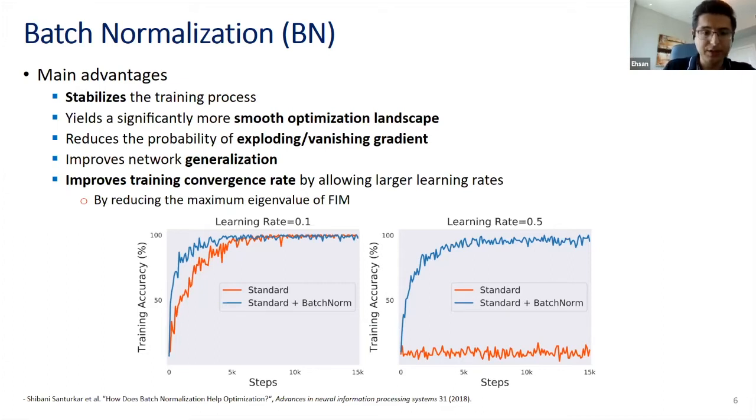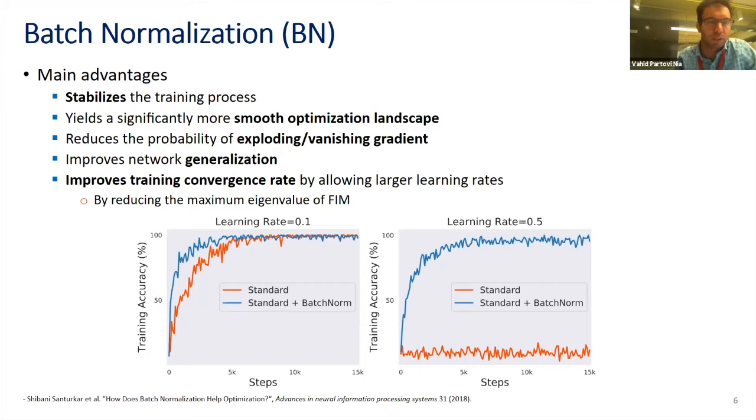In these figures, you can see on the left side we have the standard training curve, the orange curve, and we also have the standard plus batch normalization. As you can see, batch normalization here improves the convergence.